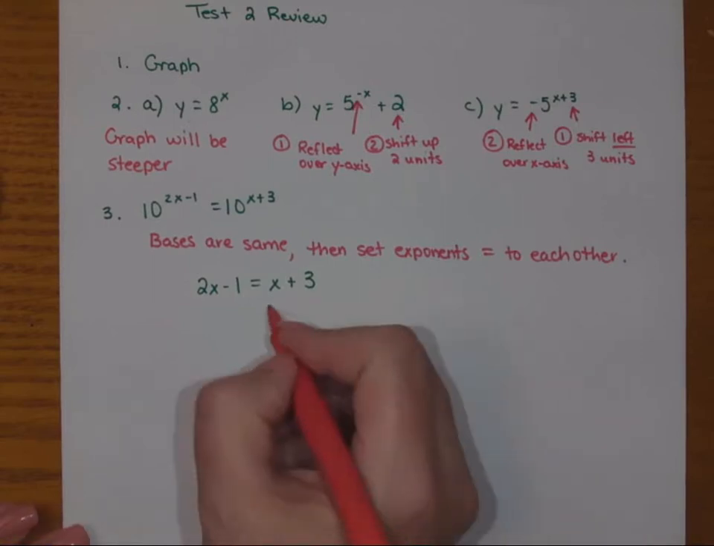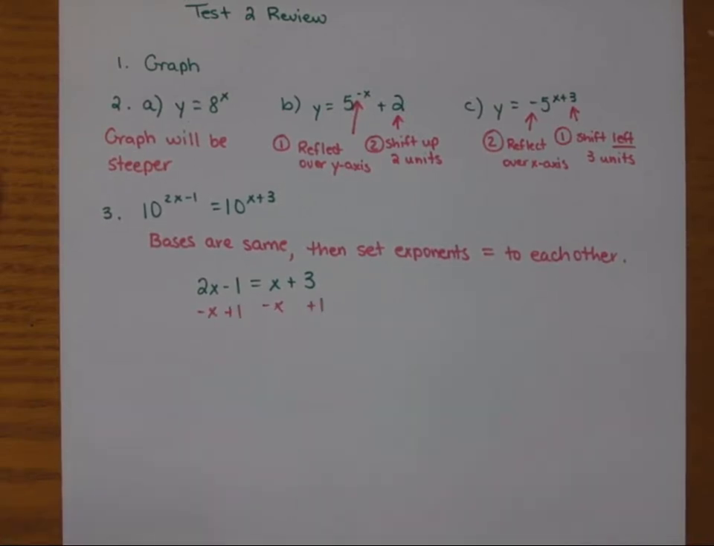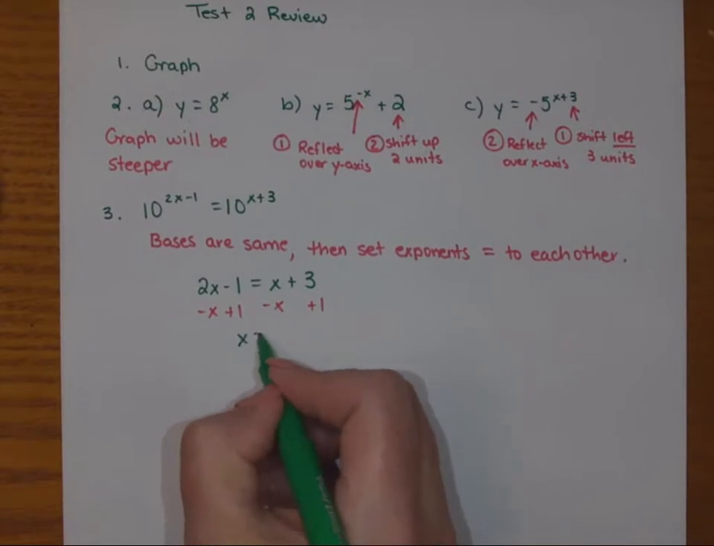So I would subtract x from both sides. I would add 1 to the other side, and it looks like I will get x equals 4.